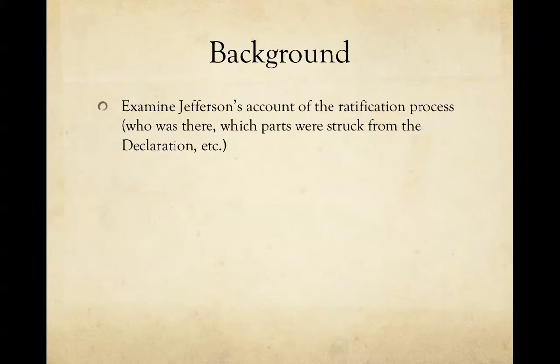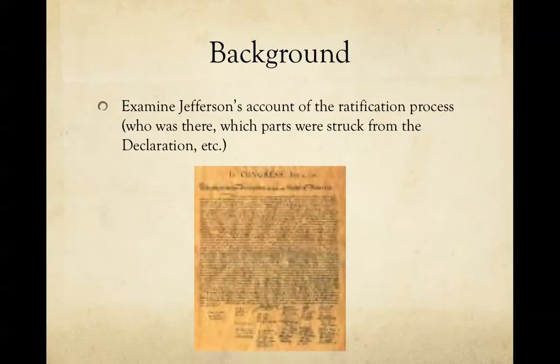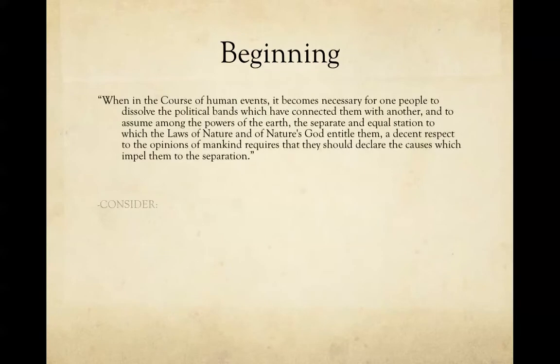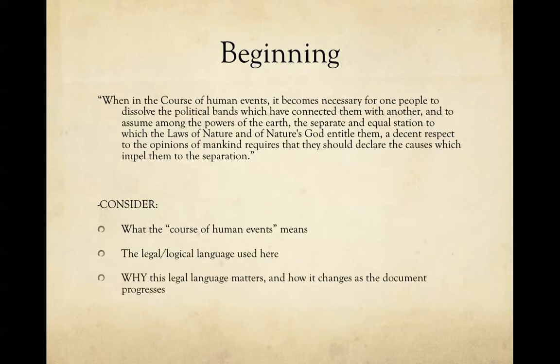Who was at the Continental Congress, which delegates spoke, which delegates had issues, which clauses were taken out. This is all very interesting information as far as how the Declaration was created. So I want you to think about the beginning lines of the Declaration, because we often think that it starts with "we hold these truths to be self-evident," but it actually starts with "in the course of human events." This language is a language of necessity.